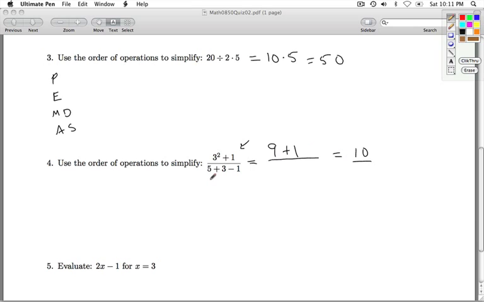In the denominator, I have addition and subtraction. They're ranked equally, so I proceed from left to right. The 5 plus the 3 is 8. And 8 minus 1 is 7. So the final answer here is 10/7.